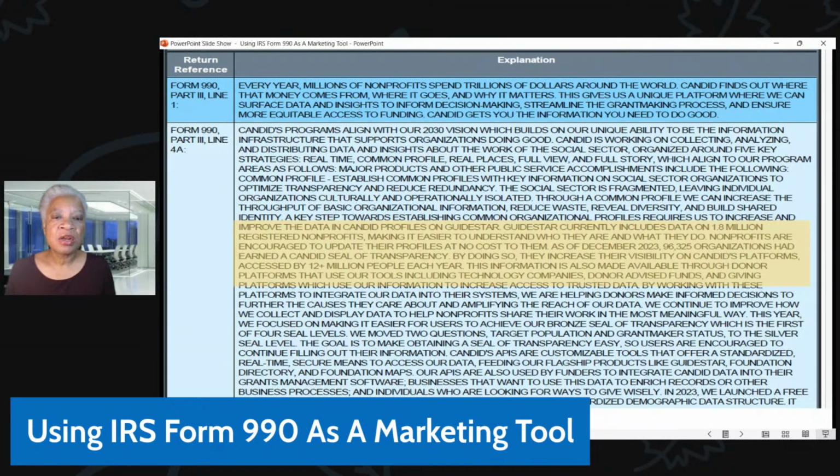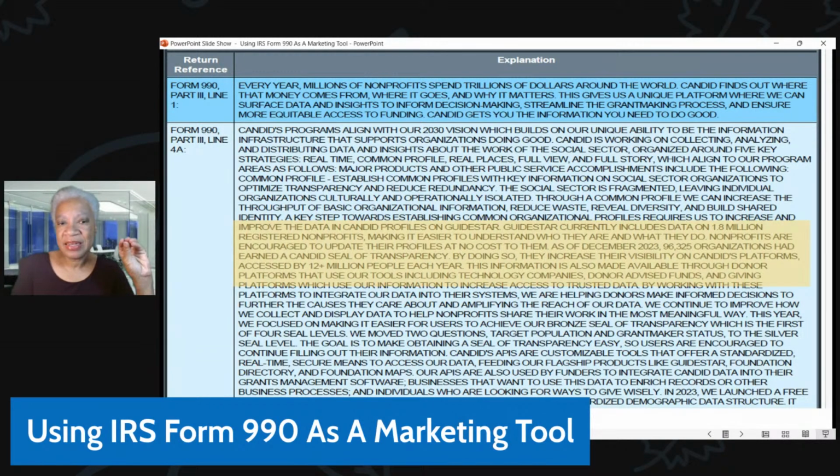All right, so on line 1, rather than just speak to a mission, they actually provided a mini problem statement. They give you their why, and I think this is really interesting. It says every year, millions of nonprofits spend trillions of dollars around the world. Candid finds out where that money comes from, where it goes, and why it matters. This gives us a unique platform where we can surface data and insights to inform decision making, streamline the grant making process, and ensure more equitable access to funding. Candid gets you the information you need to do good. So you find value in that. You understand their why. You understand how they're actually using the money that they have.